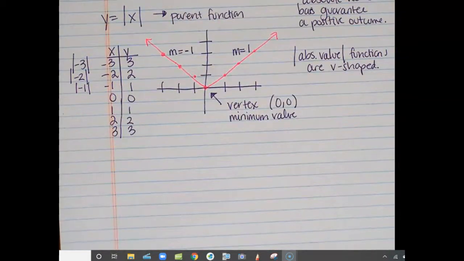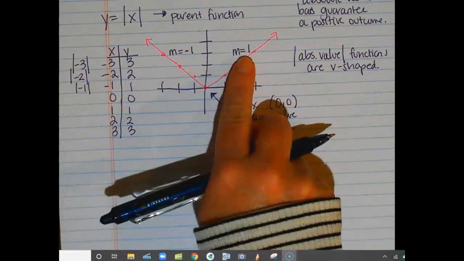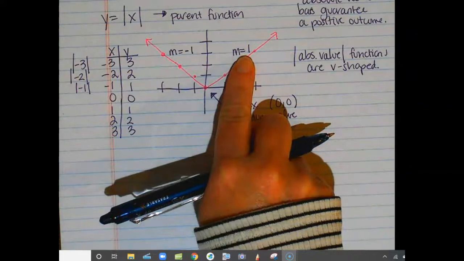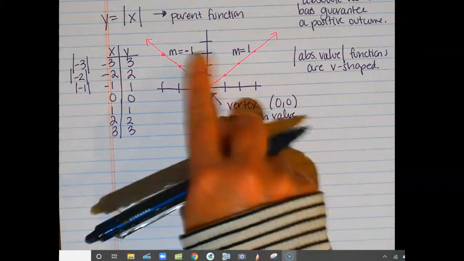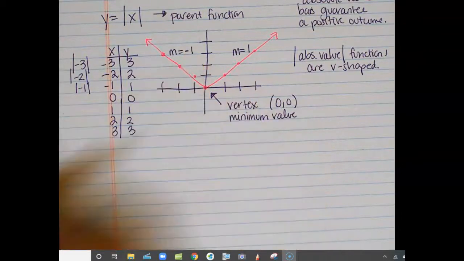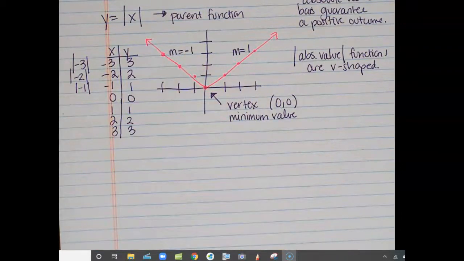So when we solved these and they had two equations, y equals x and y equals negative x, those are the slopes right here. So if we were to solve this, we'd say y equals x and y equals the opposite of x, so we'd have this negative slope. So this is the parent function. This is what it looks like.